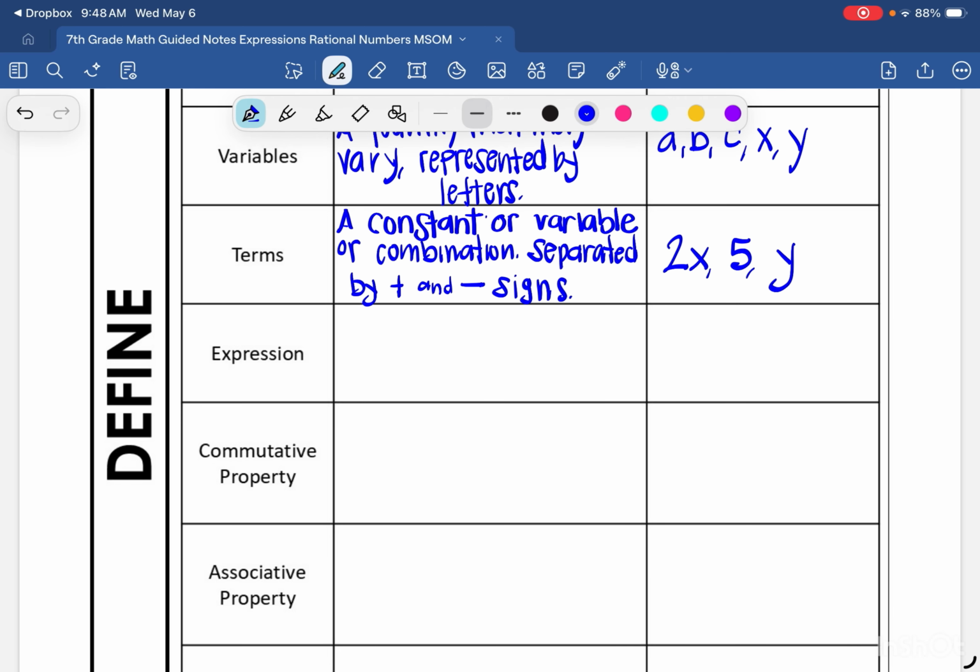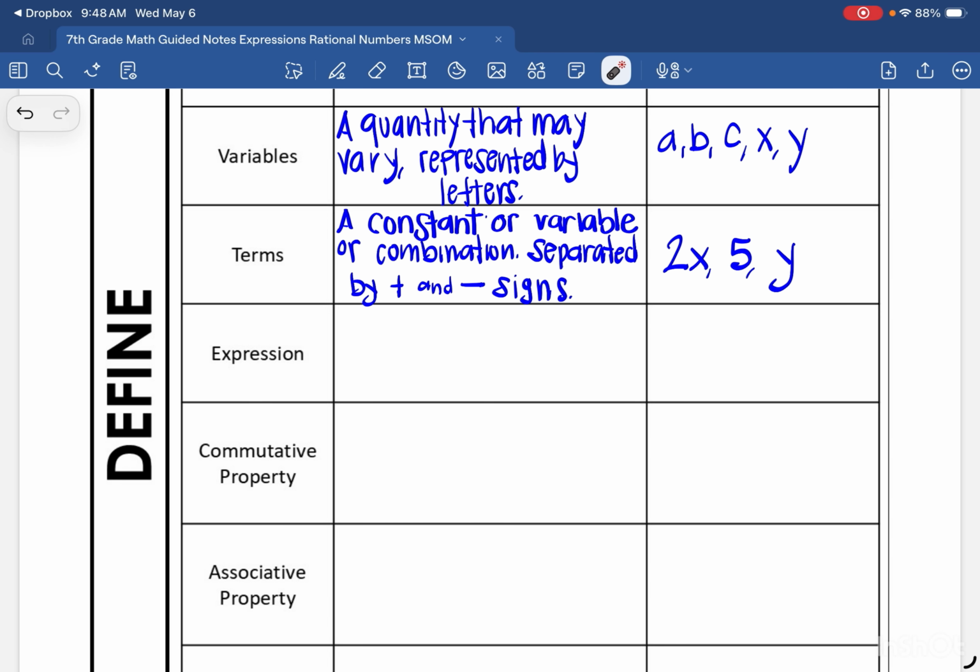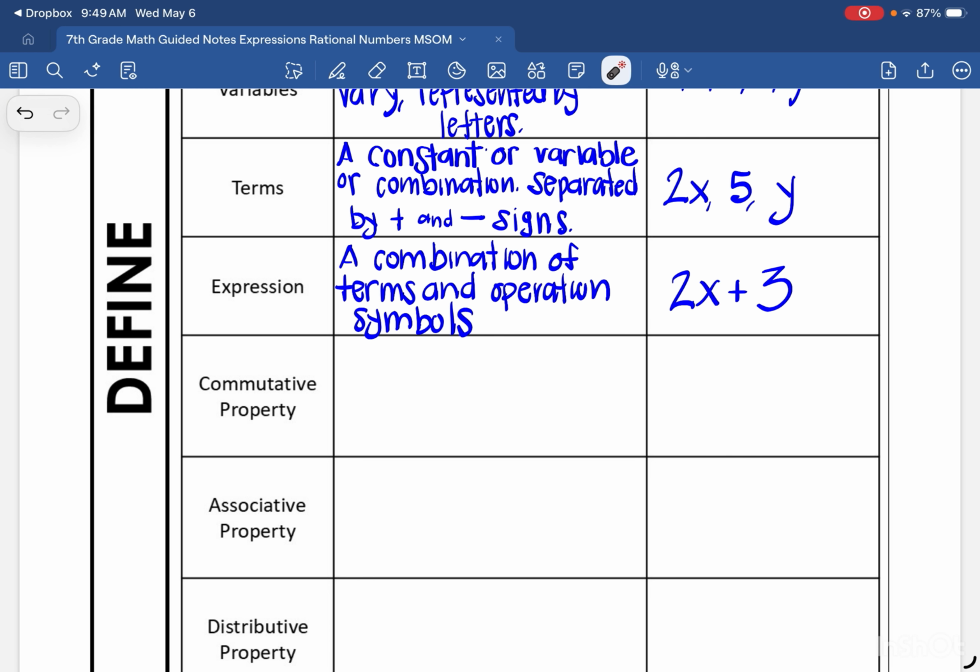Terms are a constant or a variable or a combination of constants and variables that are separated by plus and minus signs in expressions. For example, you could have 2x, which would be a combination of a number and a variable, or you could have 5 or y. All of these are examples of terms.